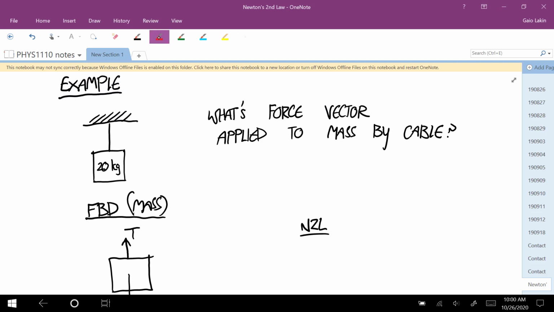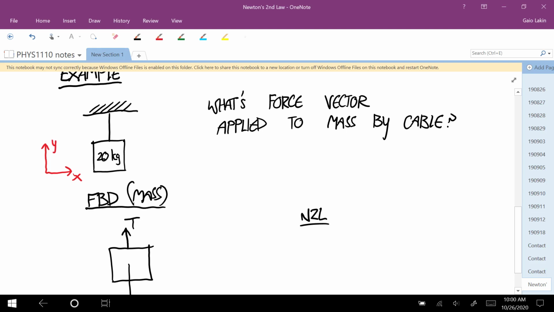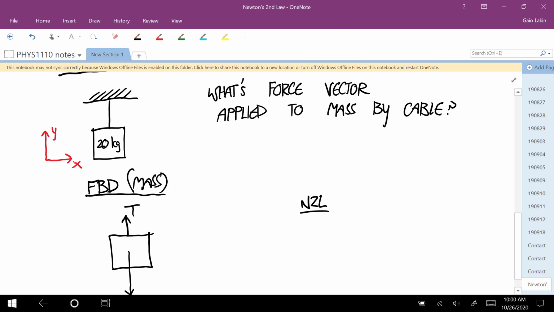Like I said, whether you recognize it or not, before you can write things as components, you have to choose a coordinate system. So I'm going to choose a coordinate system, the one we're the most used to, like this. Okay, so to represent those forces as vectors, we need to figure out what the components are in that coordinate system.